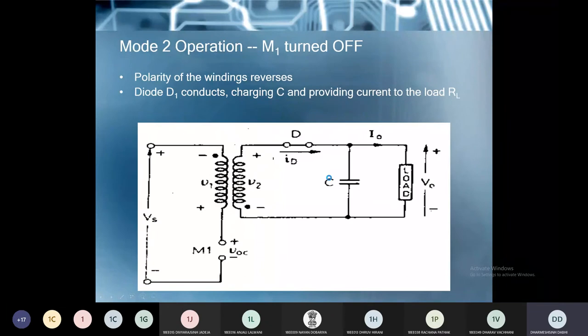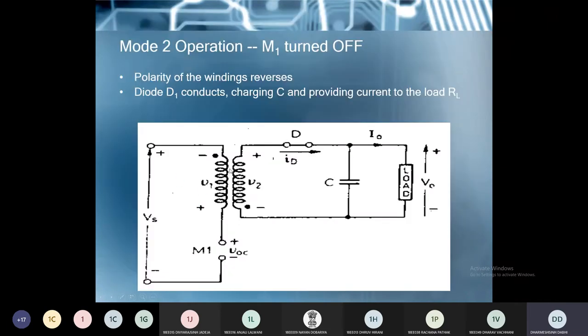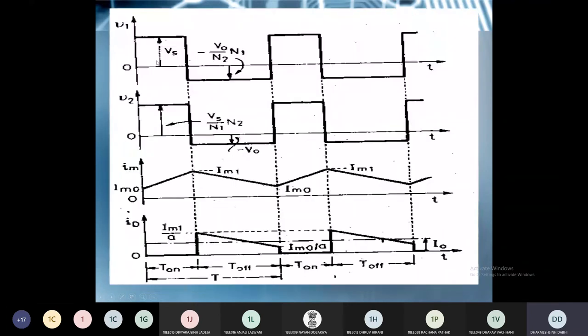So let's understand by the waveform so you can get a clear idea about it. First, this is the waveform of the primary side voltage of the transformer, this side, when the switch is in on condition, first mode. As you can see, V1 voltage is equal to the supply voltage Vs, and you can see that the Vs voltage comes across the primary side.